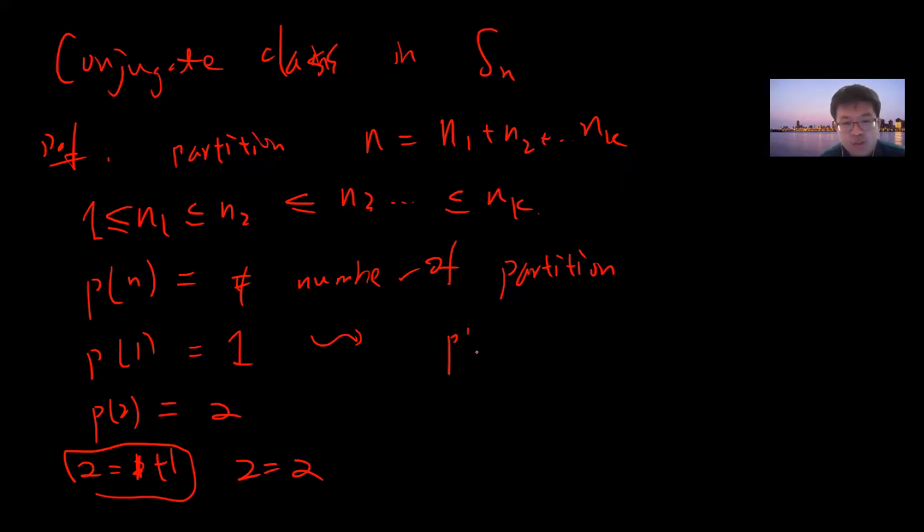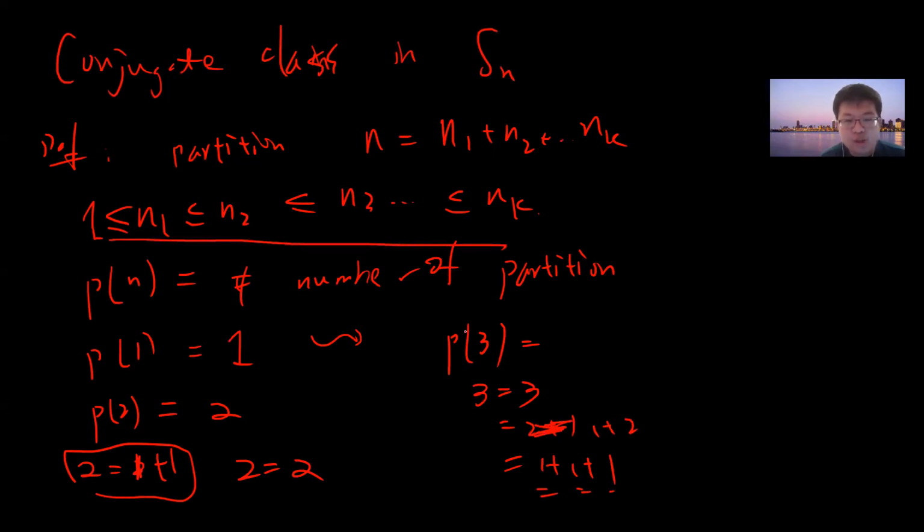Okay. How about p(3)? So 3 can be written as 3, or 2 plus 1, or 1 plus 1 plus 1, right? Basically, it must be increasing, not strictly increasing, but also each one must be a positive integer. So p(3) is 3, and then let's check p(4).